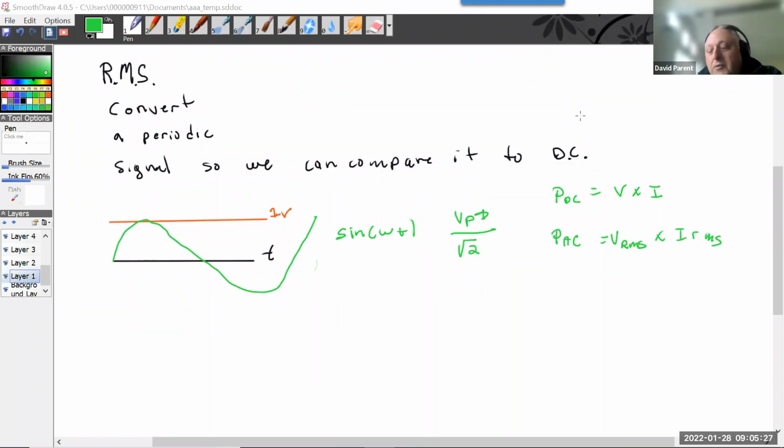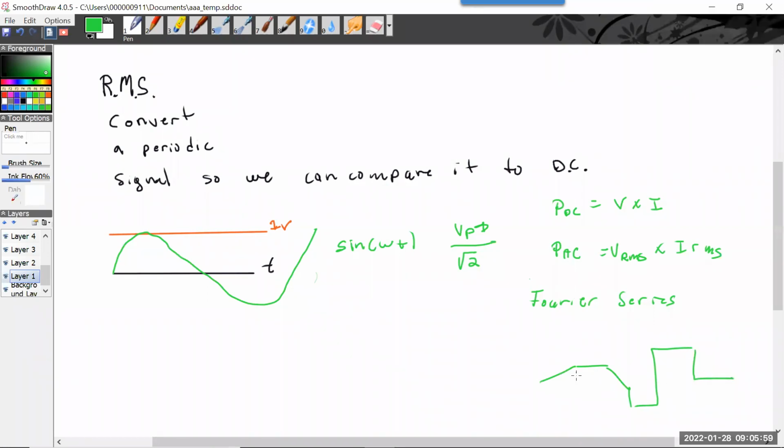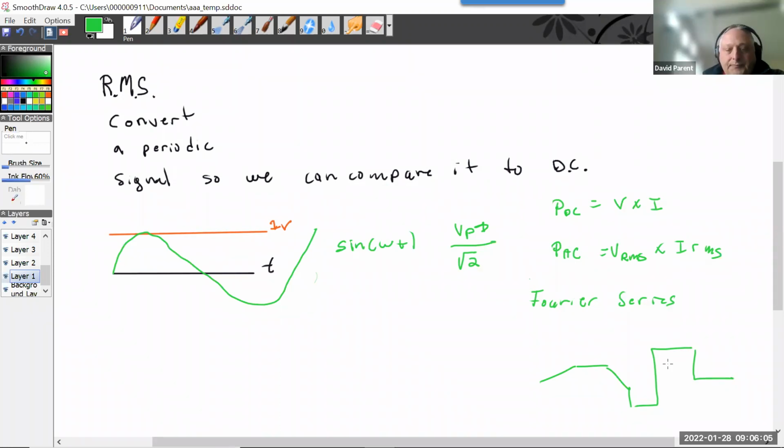Even though we don't use RMS so much in this class, it's a stepping stone to something called the Fourier series, where I can take any arbitrary signal and convert it into cosines and sines and add them all up. And I can kind of analyze that signal like that.